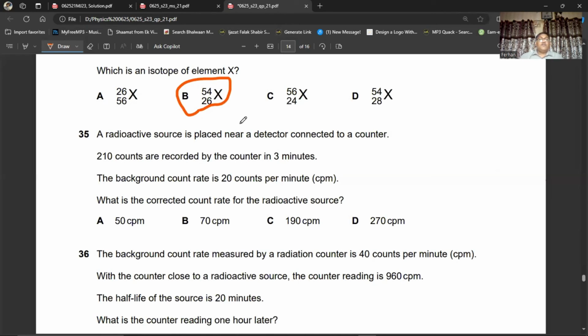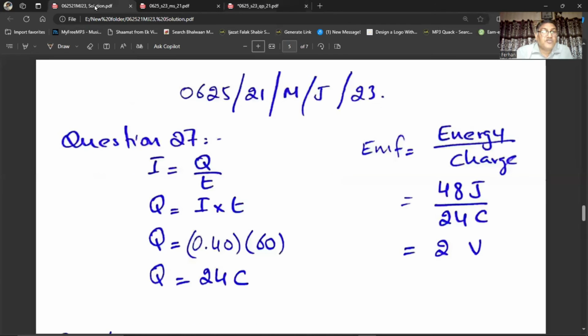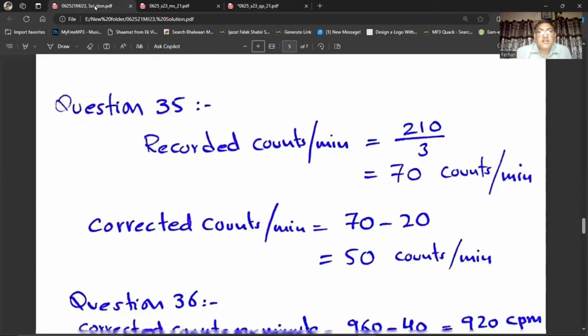It says a radioactive source is placed near a detector connected to a counter. 210 counts are recorded by the counter in 3 minutes. The background count rate is 20 counts per minute. What is the corrected count rate? I think the corrected rate will be, let me show you the solution. I have done this.